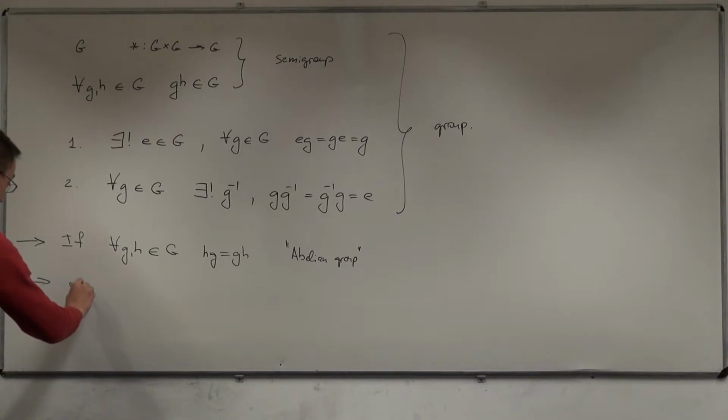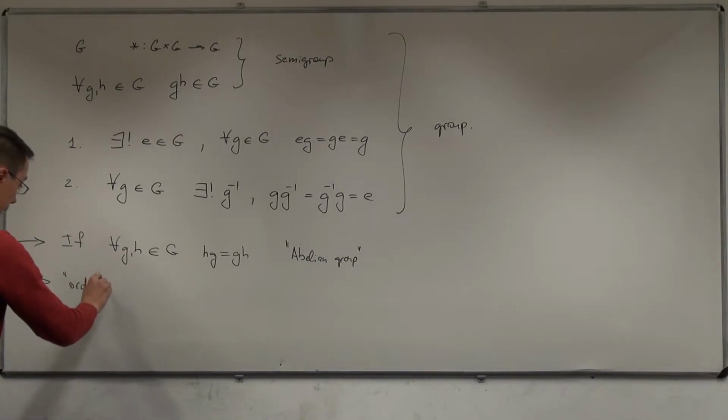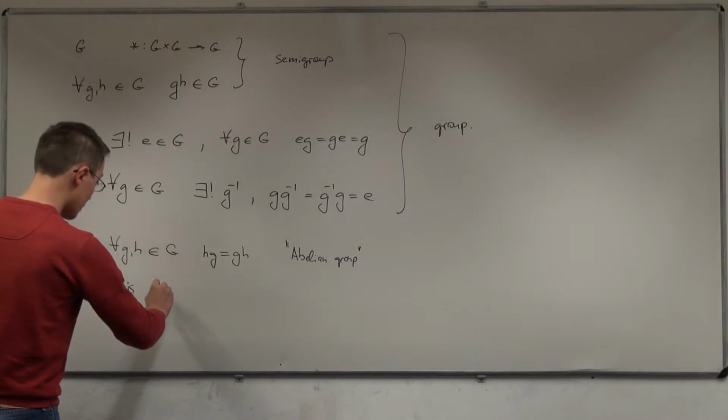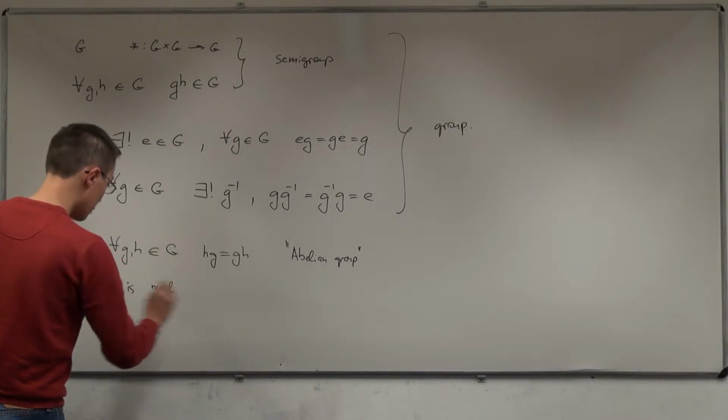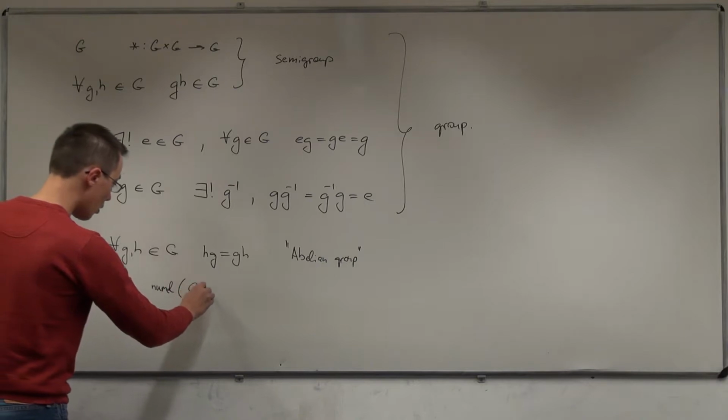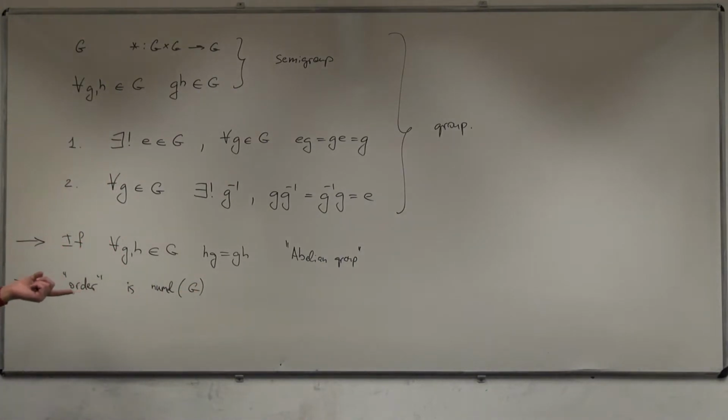So order is the number of elements, to use MATLAB notation, of G. It could be finite, and it could be infinite. For example, for Lie groups, as we'll see, the order is infinite.